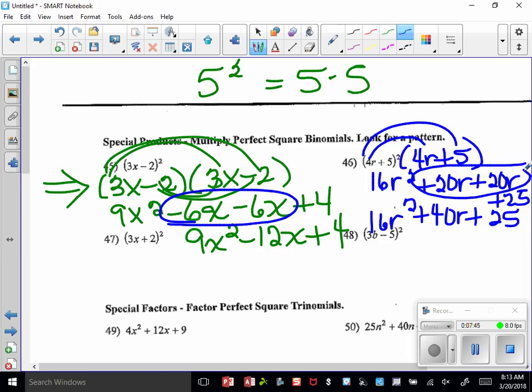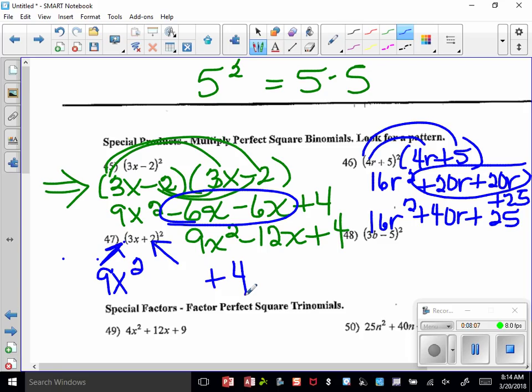So if you can remember that, you could say, I'm going to square the first term. So this is a shortcut way. But again, guys, don't use it if you don't think you can get it right. So this is what you would do. You would say 3x squared is 9x squared. 2 squared is plus 4.